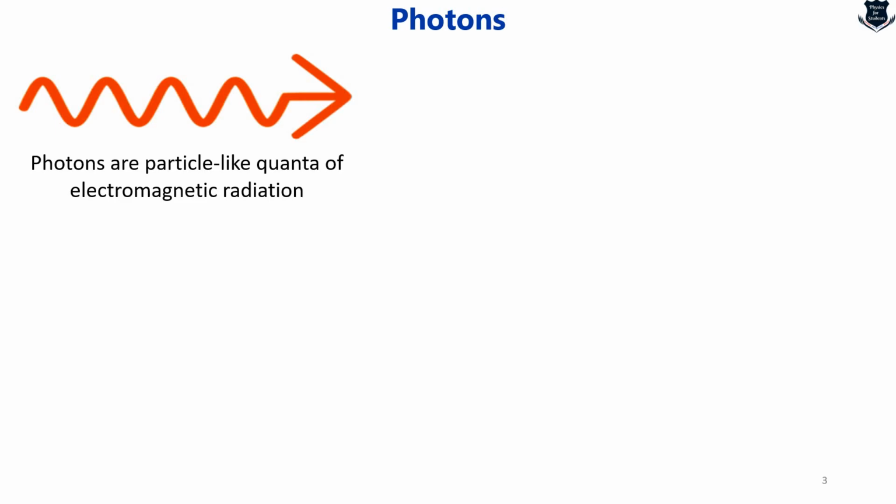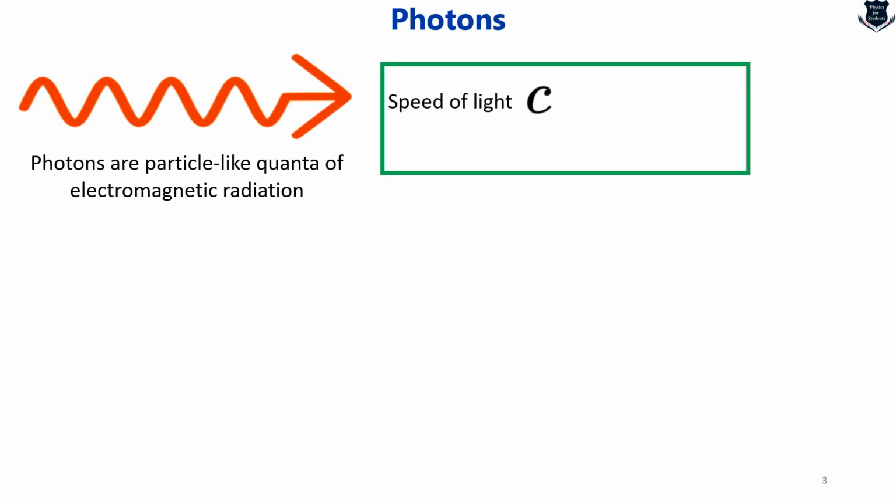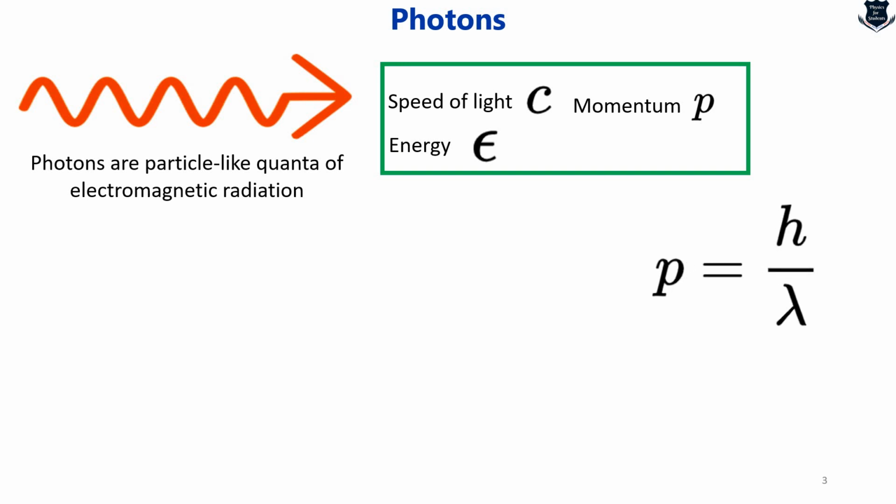Now, as you can see right on the screen, photons are basically particle-like quanta of electromagnetic radiation. If I go by the method, then we use the standard c as the speed of light, momentum as p, and here I am using epsilon instead of E as energy. Now, from here, we can see that there are two equations that emerge. First one is this, p equals h upon lambda.